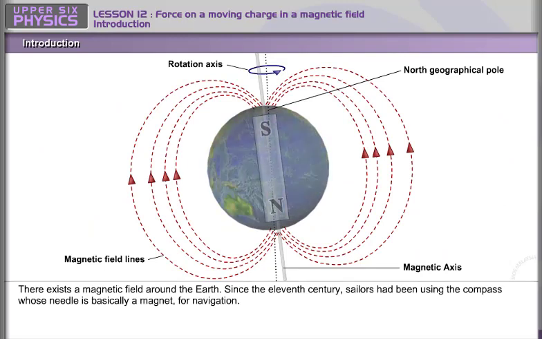There exists a magnetic field around the Earth. Since the 11th century, sailors had been using the compass, whose needle is basically a magnet, for navigation.